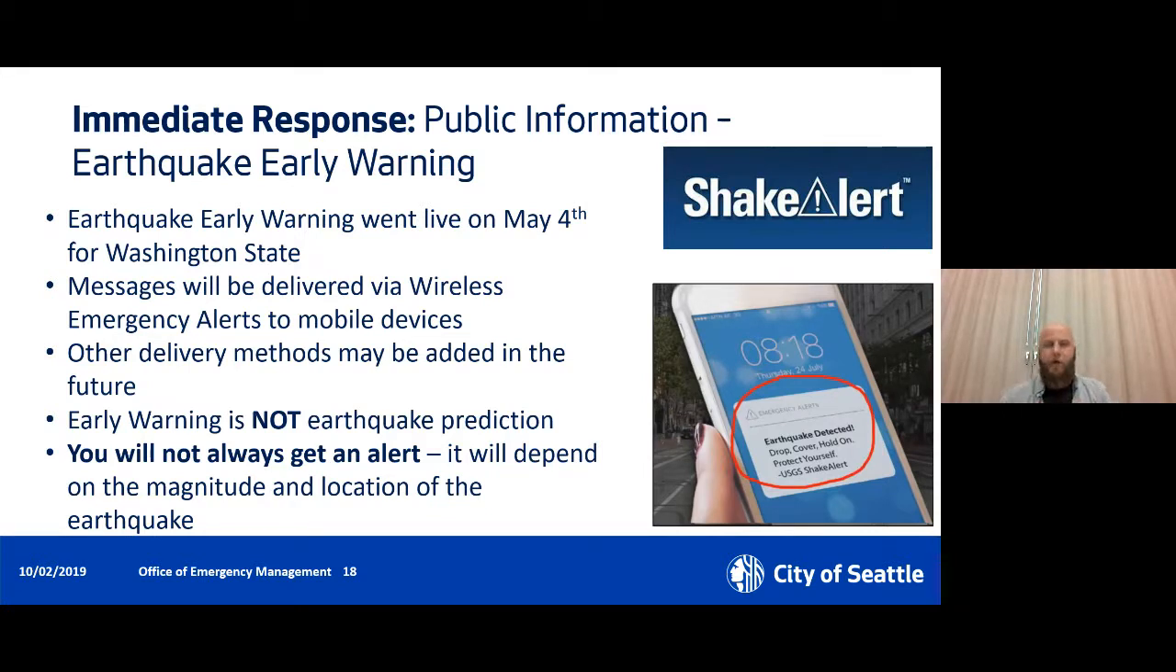So another part of immediate response is public information, which I mentioned. There's a couple parts to this, but I'm really going to talk about right when the earthquake happens. What does that look like? You may have heard, and if you haven't, this is something I put a link to in the one-pager sheet. We now have earthquake early warning active in Washington State, and it went live on May 4th.